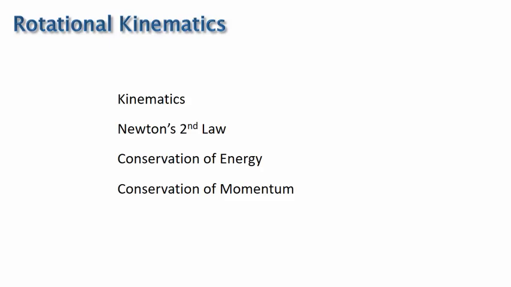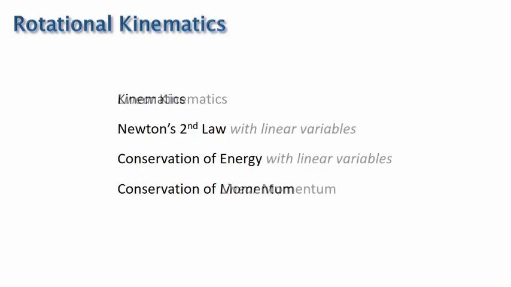Up to this point, we have covered what I consider to be the four major physics principles in this course, namely kinematics, Newton's second law, conservation of energy, and conservation of momentum. We applied these principles in linear applications, so we can further specify them to be linear kinematics, Newton's second law dealing with linear variables, conservation of energy, again dealing with linear variables, and conservation of linear momentum.